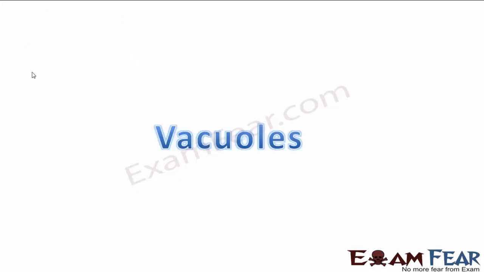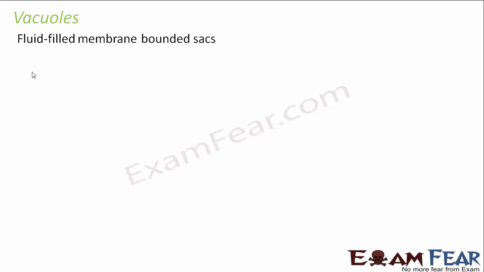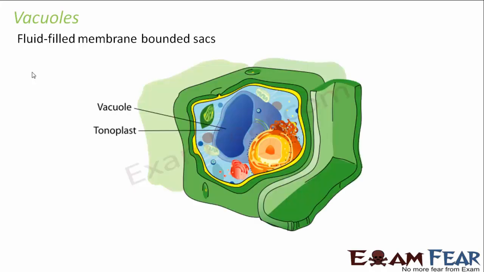Let's now talk about the last organelle of this lesson, that is vacuoles. So what are vacuoles? Vacuoles are fluid-filled membrane-bounded sacs. Again, these are like vessels which are filled with some fluid and surrounded by a membrane. So this is how a vacuole looks like in a plant cell. You can see a big structure, right? Quite a big structure, which is surrounded by a membrane, and this is filled with a fluid.